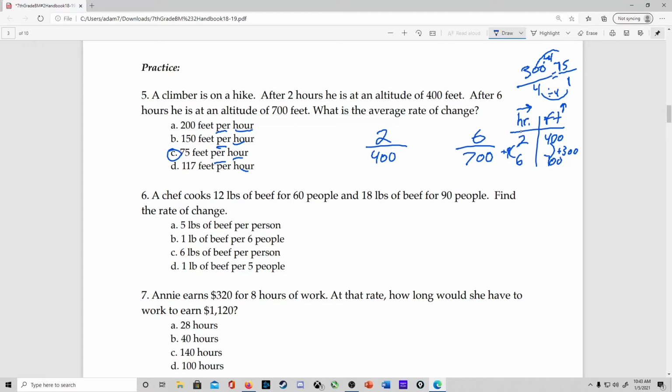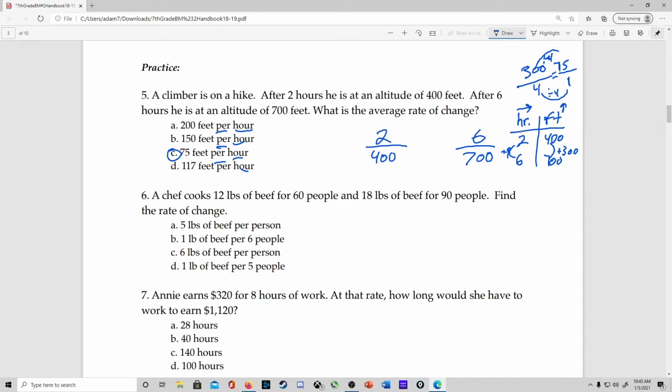All right, here we go now. We have a chef cooks 12 pounds of beef for 60 people and 18 pounds of beef for 90 people. Find the rate of change. So again, we can look at this a couple ways. So we can think, if I have 60 people and I'm using 12 pounds, right, then what could that be?